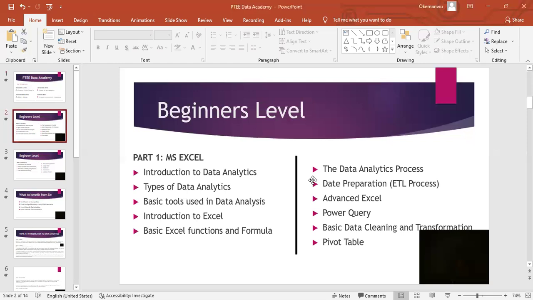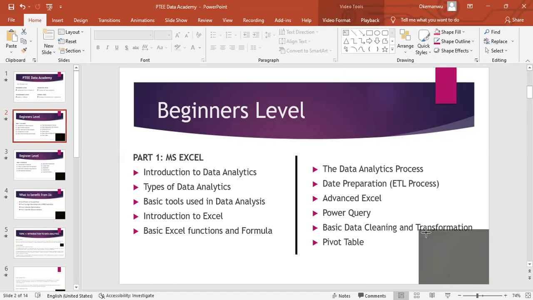So to the beginners level, we'll be looking at just the introduction to data analytics, types of data analytics, the basic tools used in data analytics, introduction to Excel, basic Excel functions and formulas, the data analytics process, the data preparation, that is what we call the ETL, extract, transform, and load.